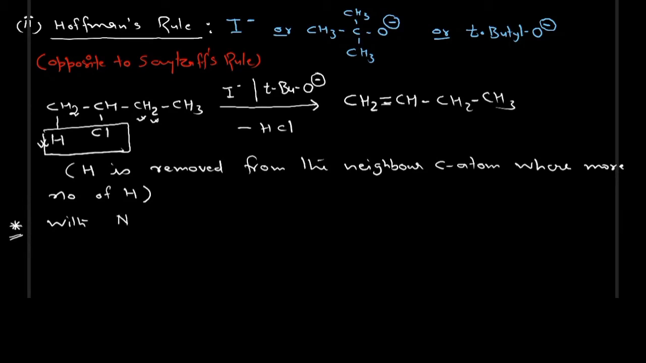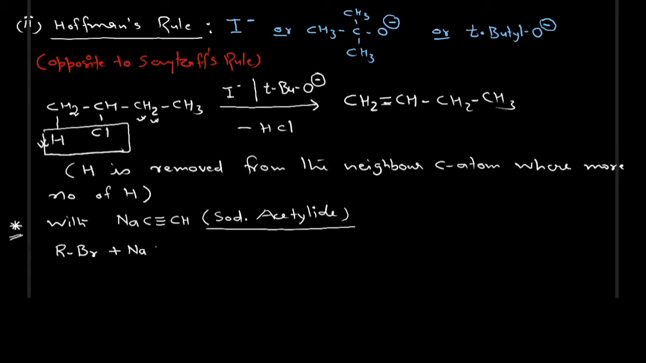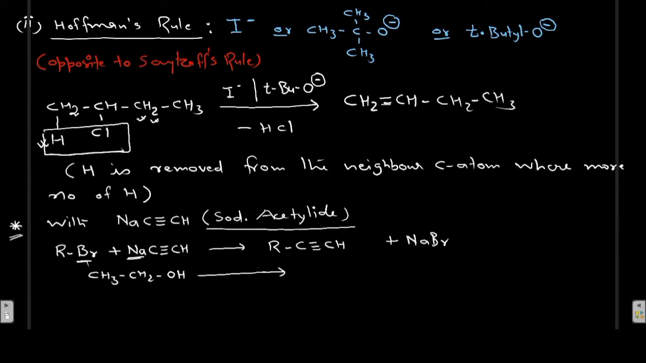Reaction with sodium: this is the compound NaCCH. This is called sodium acetylide. Okay, sodium acetylide. What will happen? See, when alkyl bromide is reacted with sodium acetylide, RCCH will be formed. This is quite obvious, that Na and Br will be removed. Sodium bromide. You have to convert ethanol to but-1-yne.